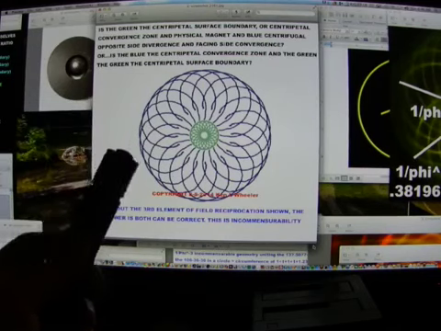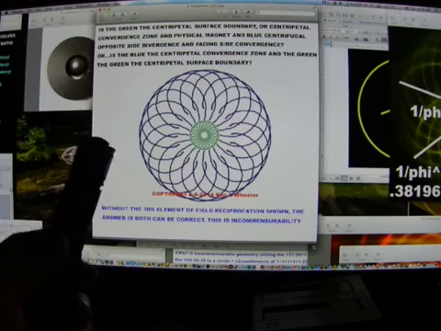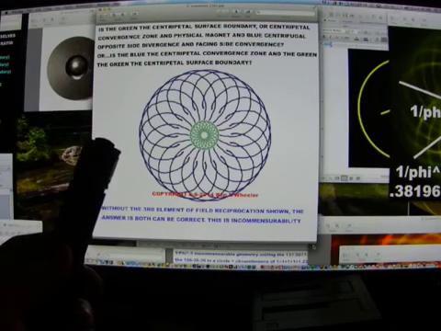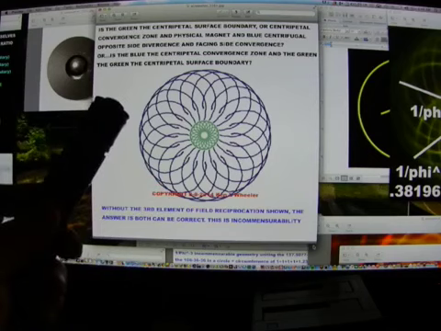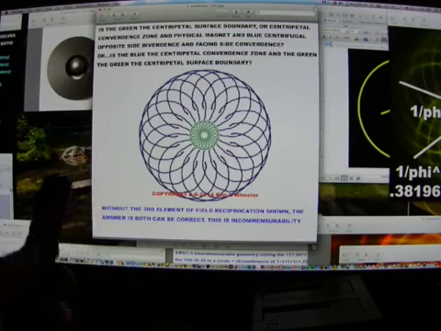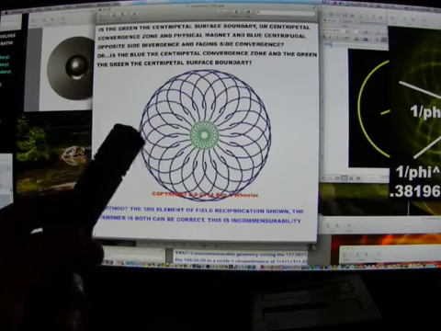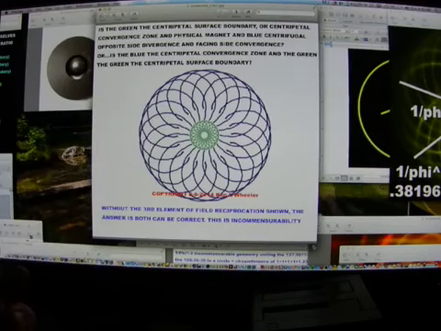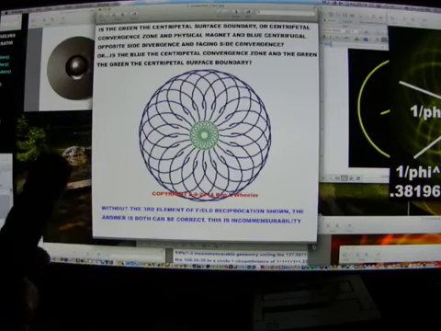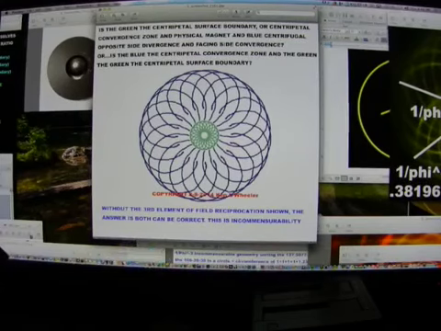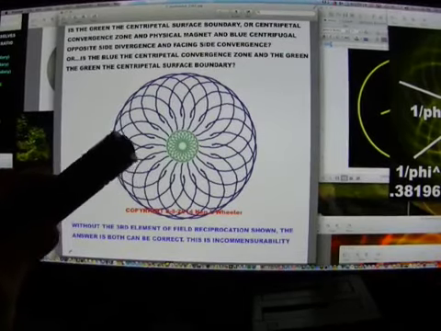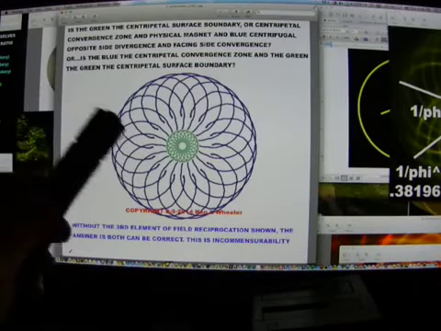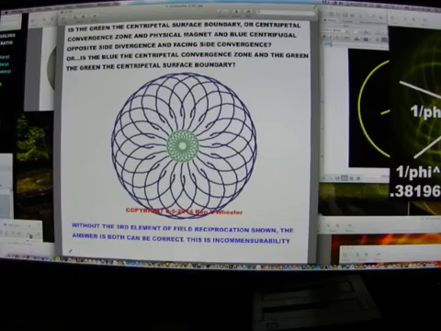Now, is the green the centripetal surface boundary, or centripetal convergence zone in physical magnet, and the blue is the opposite side divergent facing side convergence? Or is the blue the centripetal convergence zone, and the green the centripetal surface boundary? Well, without the third element, you cannot tell. It's impossible to tell this. Without a third element to show what side is what and what is converging and what is diverging, you cannot tell from this. That is another point of incommensurability.